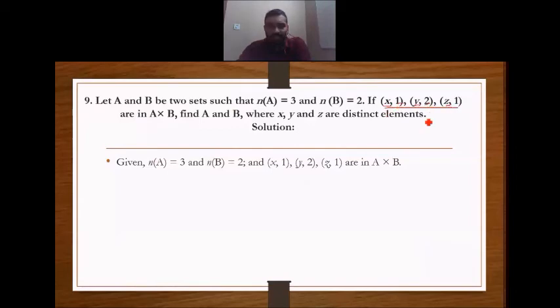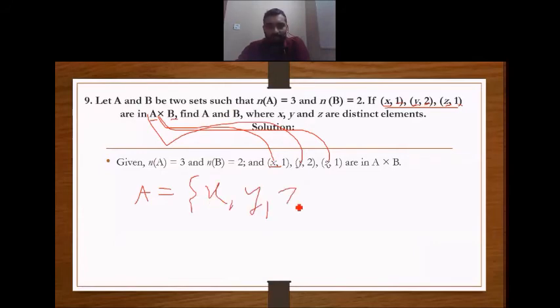So which is the first set? The first set is A and the second set is B. So the first element here will belong to A. The first element belongs to A, and the first element belongs to A. So which are the elements in A? The elements in A are x, y and z. Which are the elements in B? The second element belongs to set B, so the elements in set B are 1 and 2.